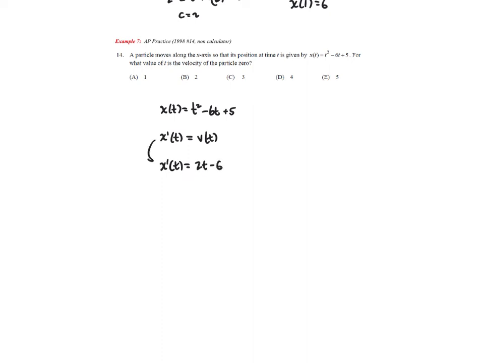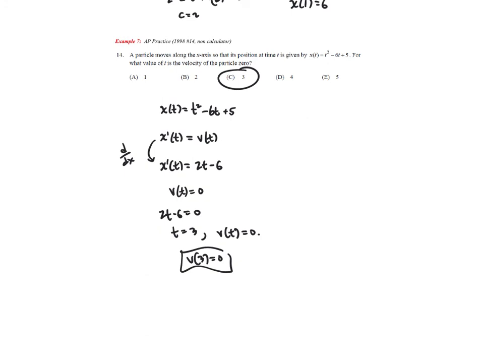Now I took a derivative, right? I operated using the derivative, not the antiderivative, so don't get confused. We're not even working the antiderivative at all. Now it asks for what value of t the velocity of the particle is equal to 0. So v of t equals 0 when 2t minus 6 equals 0. Therefore, when t equals 3, v of t equals 0. Or in other words, v of 3 is equal to 0. So the particle's at rest at time t equals 3. All right, let's continue with a couple more examples.